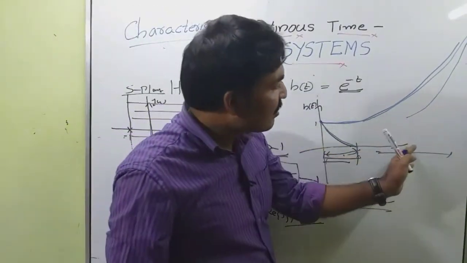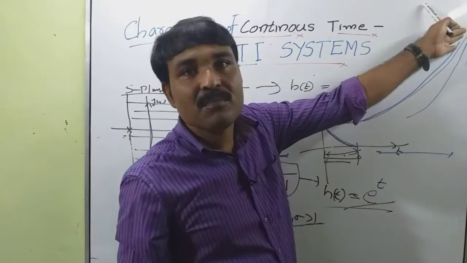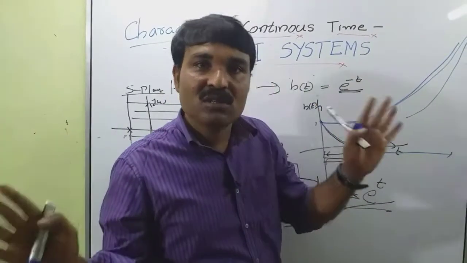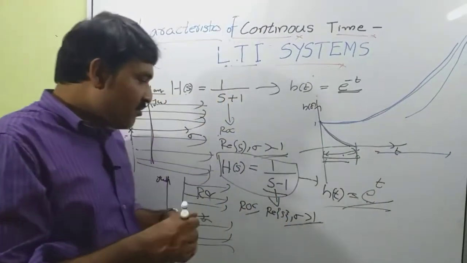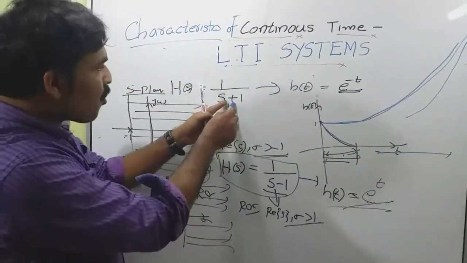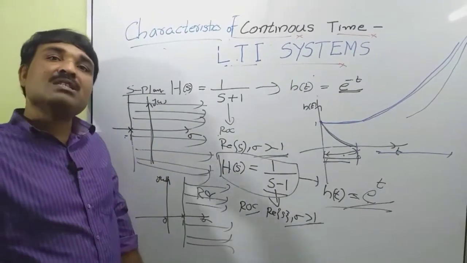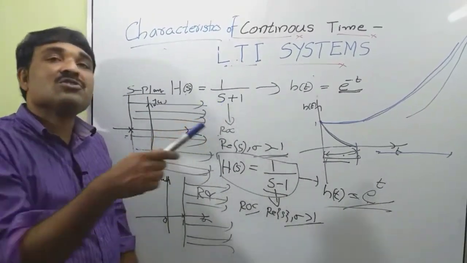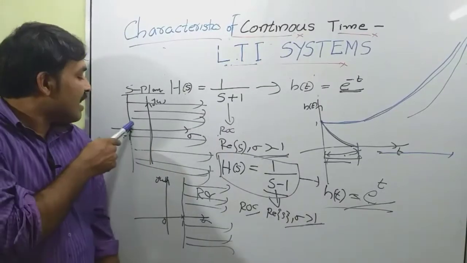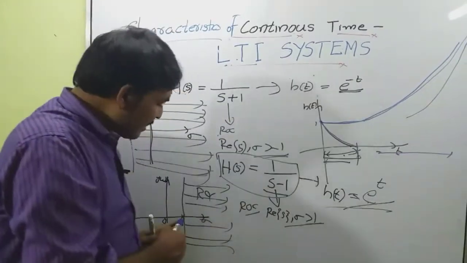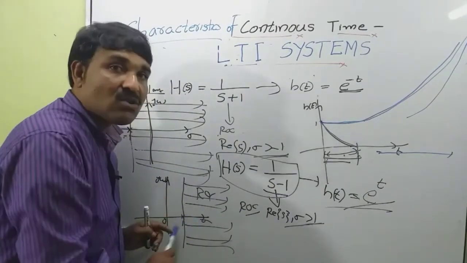So for a large duration of time, the magnitude of the impulse response becomes infinity. So the system collapses. So the system is unstable. The reason for that is that the pole is lying on the RHS of the S-plane. That means for a system to be stable, the poles of the system should lie on the LHS of the S-plane. Here the pole is at s equal to 1. This is the RHS of the S-plane.